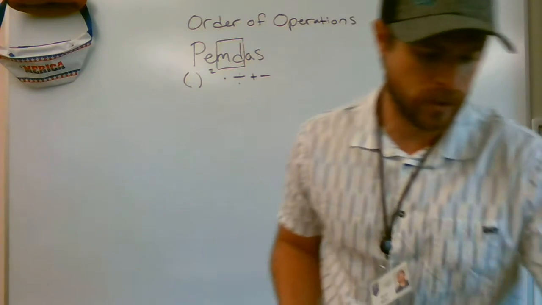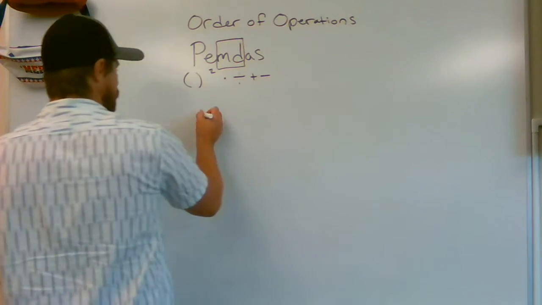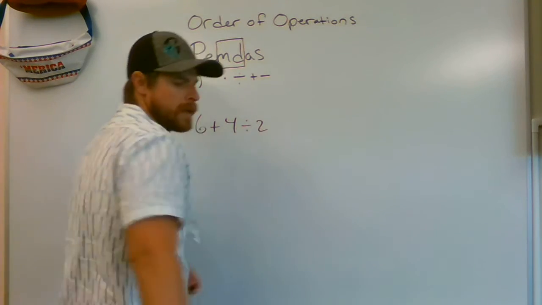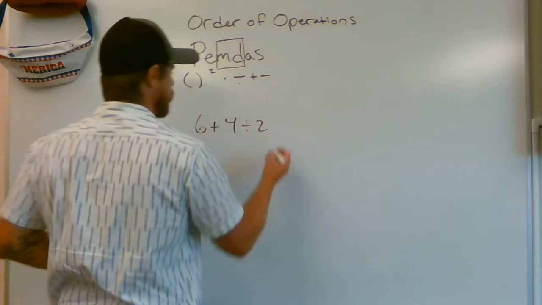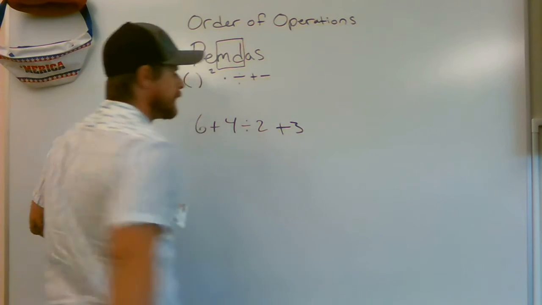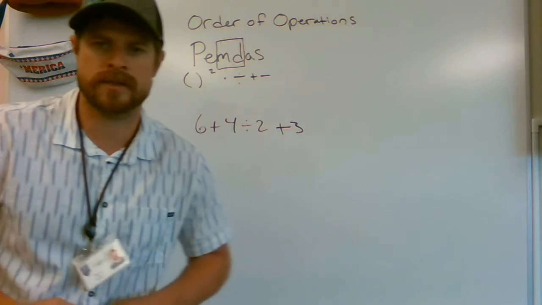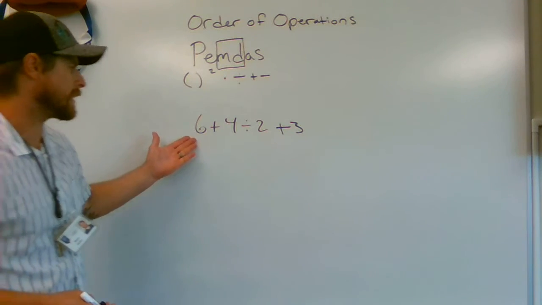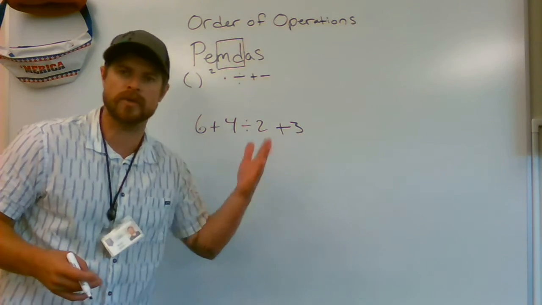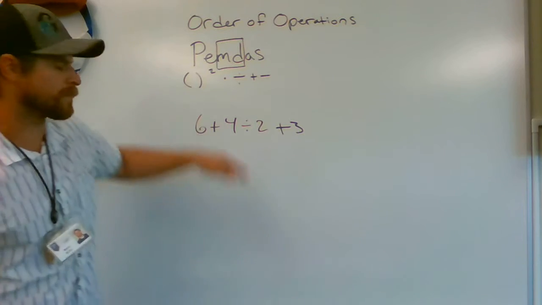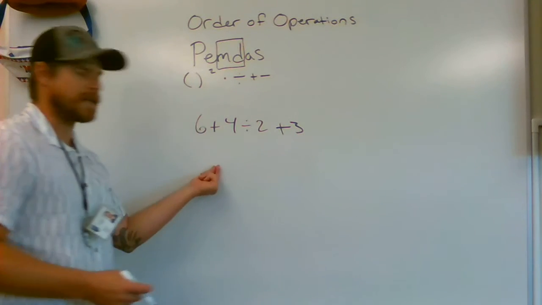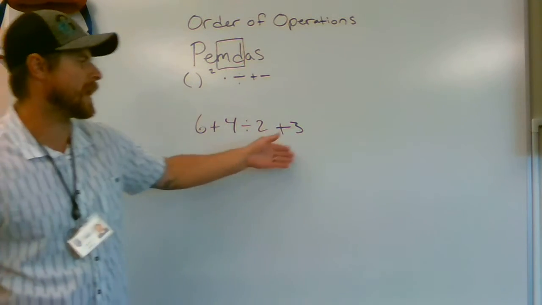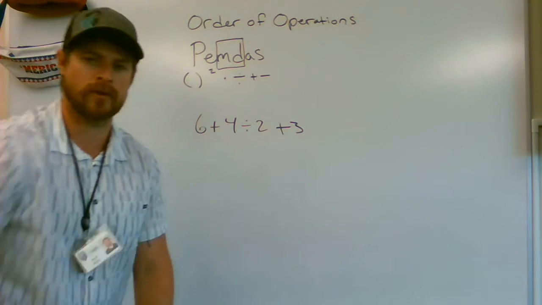So the first problem I want to go through is, if I were to say 6 plus 4 divided by 2, and let's add 3 at the end. Okay? Now, if you don't know your order of operations, what you're probably going to do is start from the left side and move your way down to the right, just like you would read a book. You'd say 6 plus 4, you'd get 10. You'd take 10 and divide it by 2 and get 5. Then you would take 5 and add 3 and you'd get a grand total of 8.